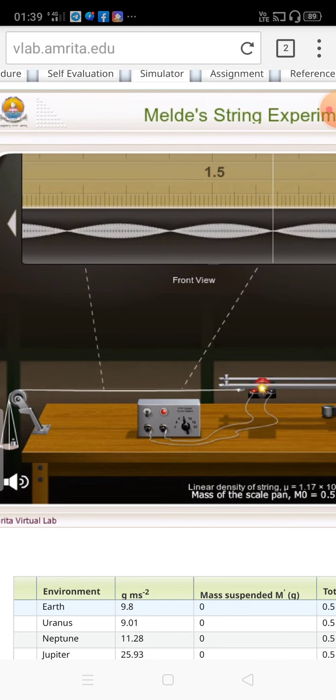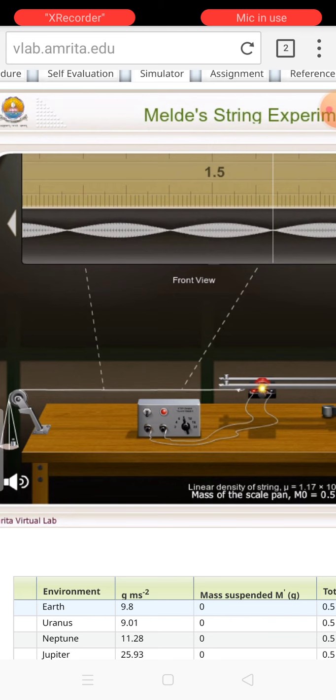What is the value? Initially I have shown you the result was on one side, 1.4. It was 1.4, and now it is showing 1.67. It is 1.6, it is 1.7, it is 1.64.